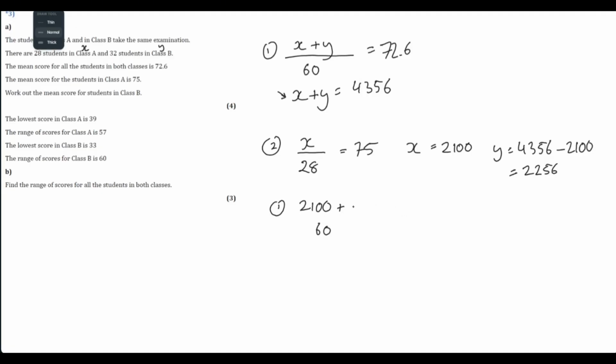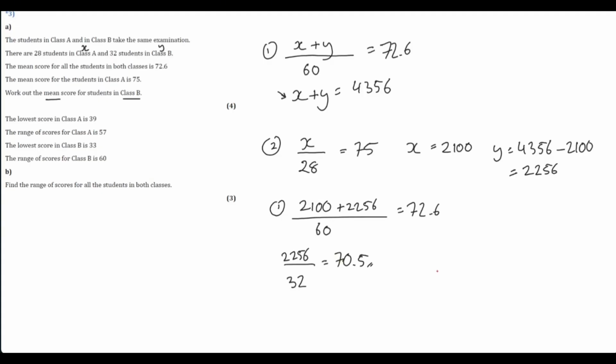Okay, so essentially I can just get rid of this now. And what this is saying is that if I add these together and divide by 60, I get the mean of 72.6. But what the question is asking for is work out the mean score for the students in Class B. Class B is Y, so that would be Y over 32, and that's equal to our mean. But we know what Y is now. It's 2256. And this will eventually give our mean, and it's 70.5.